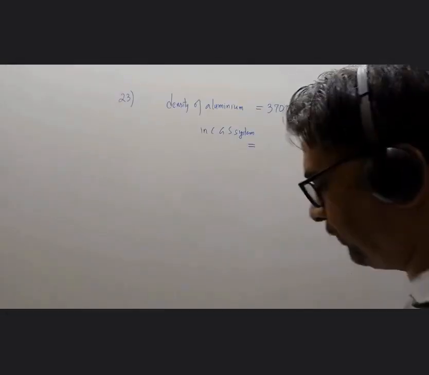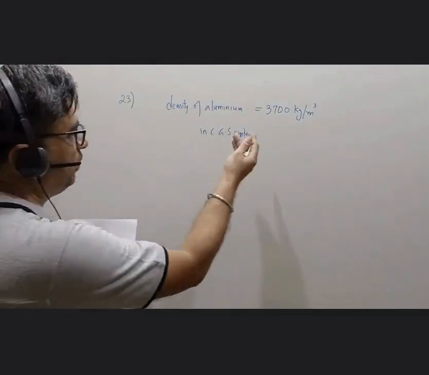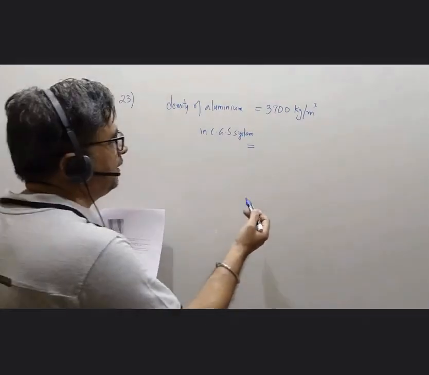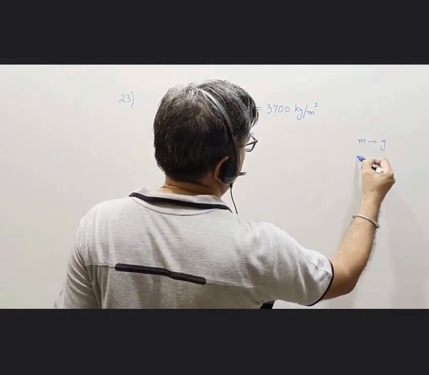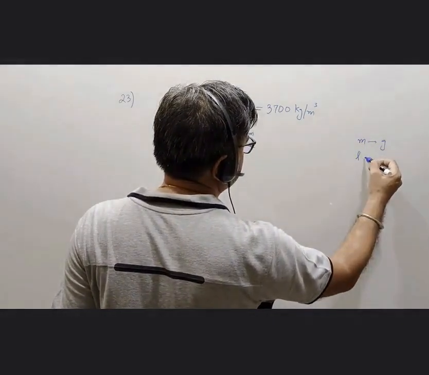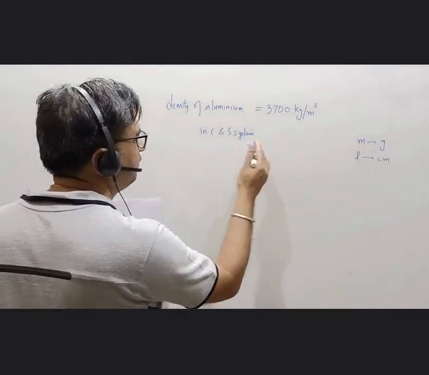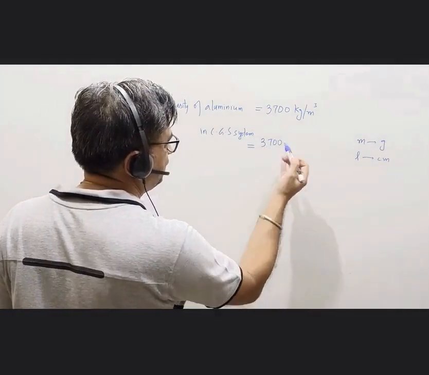Question number 23. Easy question. If the density of aluminium is this much, then what will be this value in CGS system? Now we know that in CGS system, mass is measured in grams and length or distance is measured in centimeters. So all we need to do is to convert these quantities into the units in CGS system.